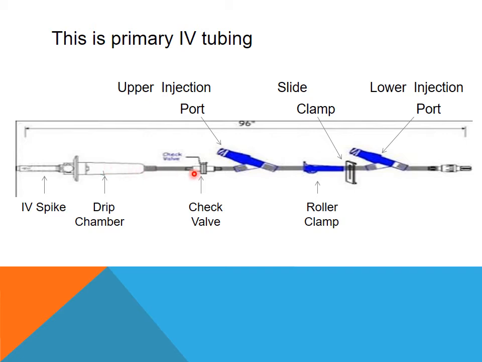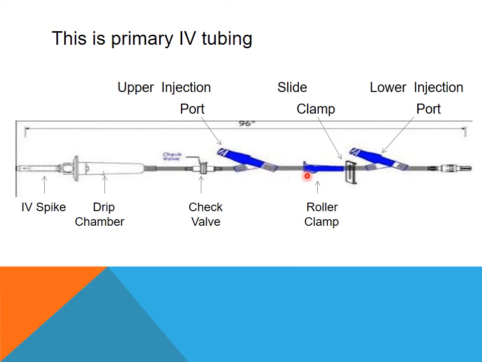You then have a check valve. This is to prevent air. And then you have your various ports down the tubing. Your first port is for medications. Medications such as secondary IV tubing can be connected to this port. You never give IV push medications through the proximal port. It's called the proximal port because it's closest to the IV bag.